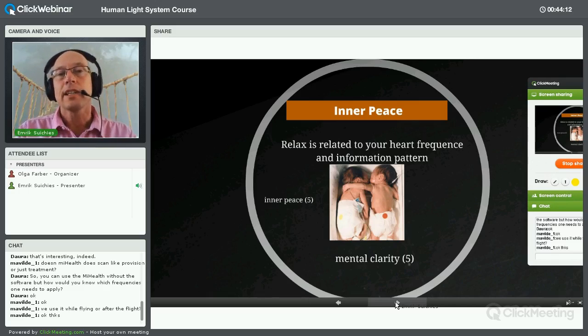Then the second part, which is over here, I say to bring in your own inner peace, is to use mental clarity for 5 minutes. Mental clarity is an information pattern which aligns your right and your left hemisphere of your brains to each other. It connects your right and your left hemisphere. So when you use it, you're more clear. You're not only feeling relaxed, but also you're getting very sensitive.